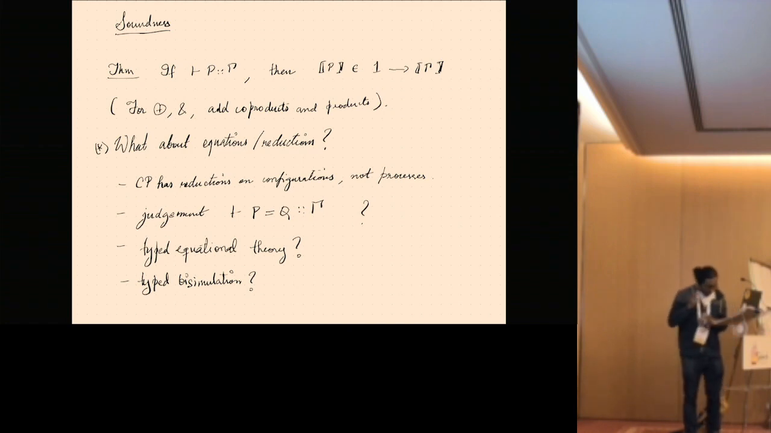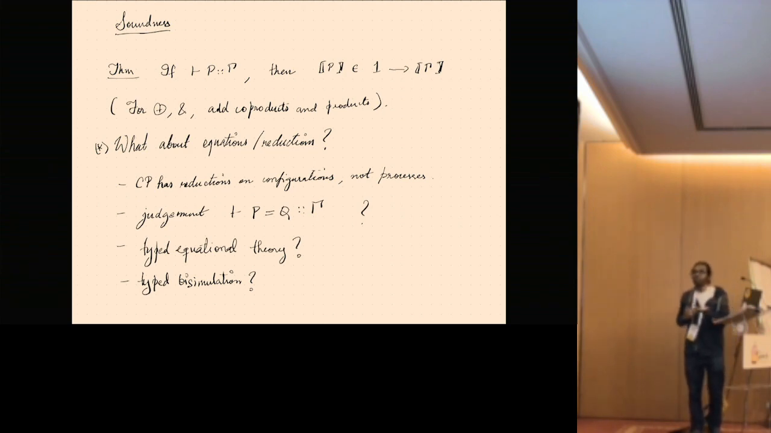Okay, so for the last few minutes, I just want to say, this is great, but it stops at types and terms, and what about reductions? It seems to me, and I think other people have mentioned also, that there is a lack of a typed equational theory in CP.